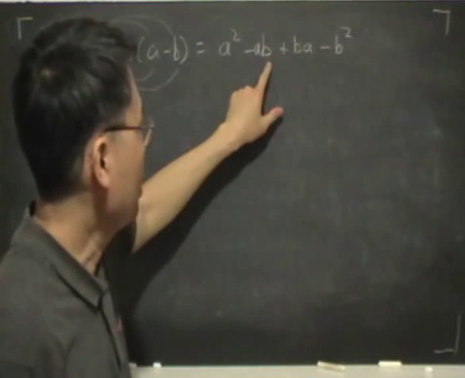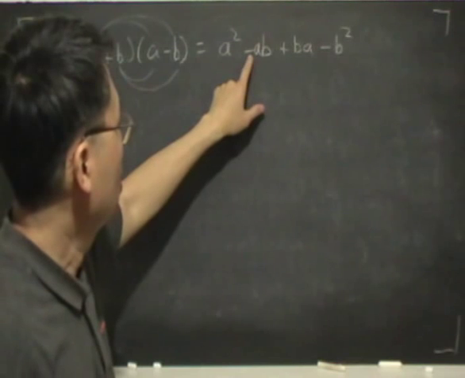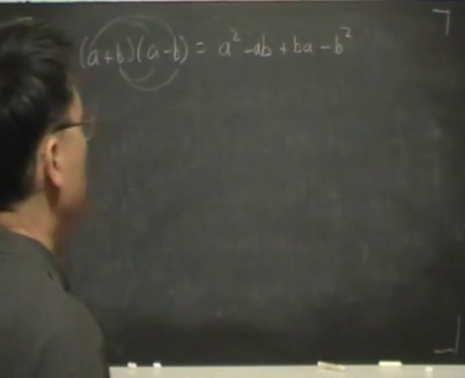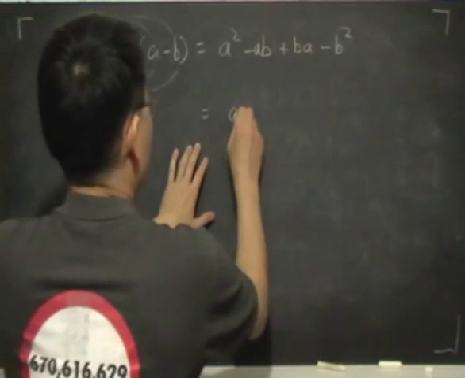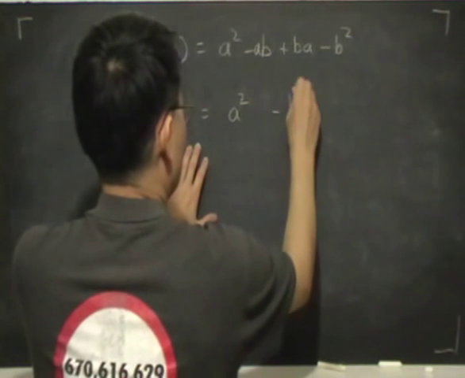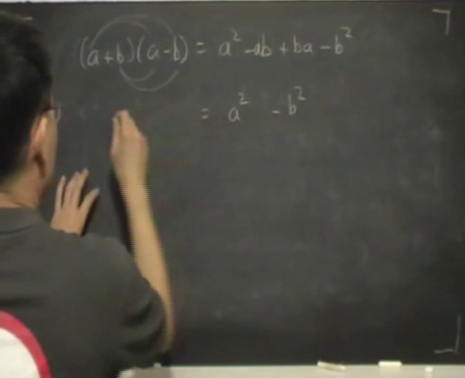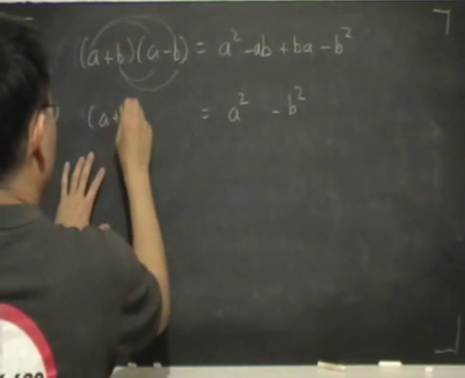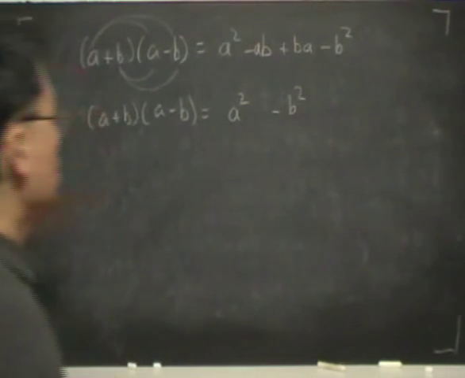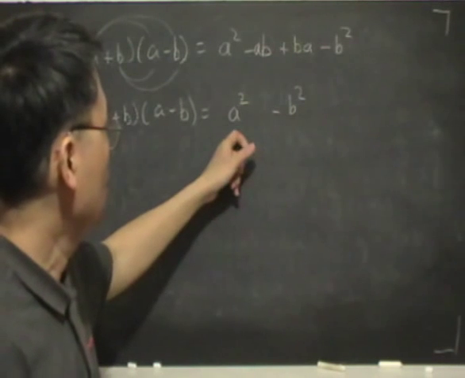We have AB here and BA here, so these are like terms. But this is minus and this is plus, so they cancel. And that means that we have just A squared minus B squared left. So let me write this down again. A plus B times A minus B. So that's the relation between these two, right?